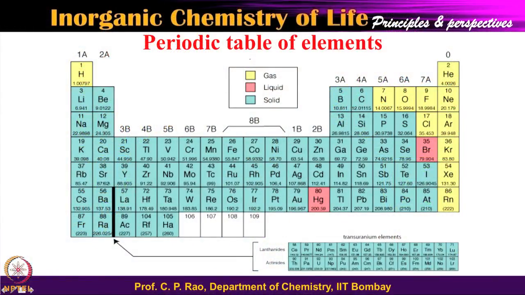Okay. So with this let us look back again. In the periodic table, you have the alkali earth ions, the main group elements, the transition ions, and the inner transition ions.